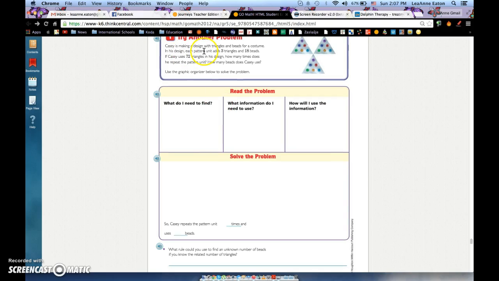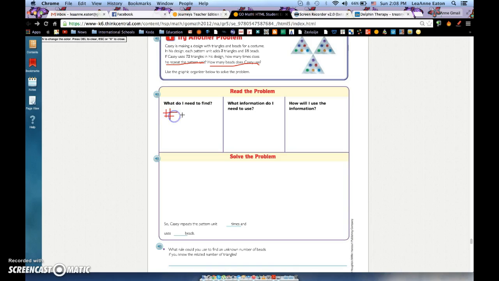It says, Casey is making a design with triangles and beads for a costume. In his design, each pattern unit adds 3 triangles and 18 beads. If Casey uses 72 triangles in his design, how many times does he repeat the pattern unit? How many beads does Casey use? So we have 2 questions that we have to answer.